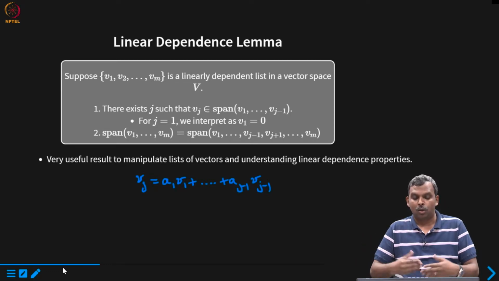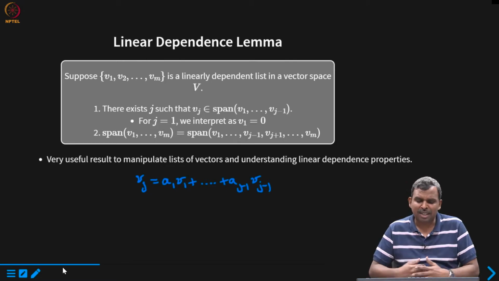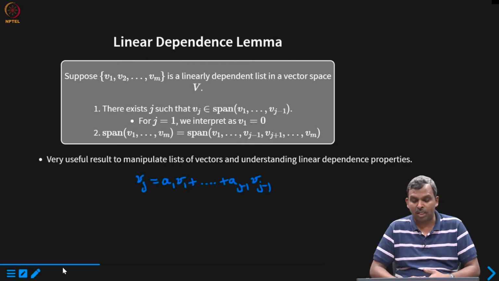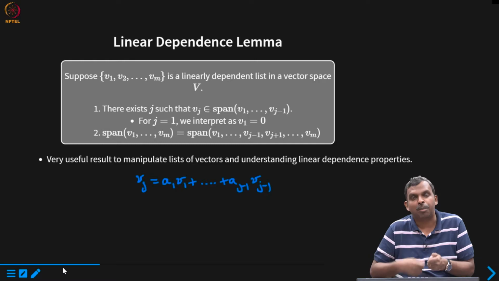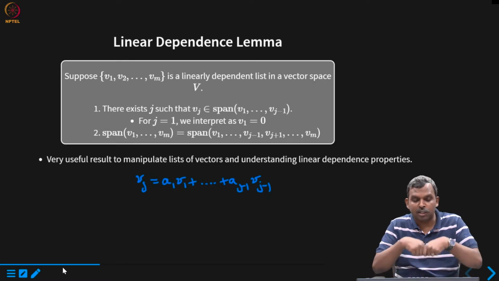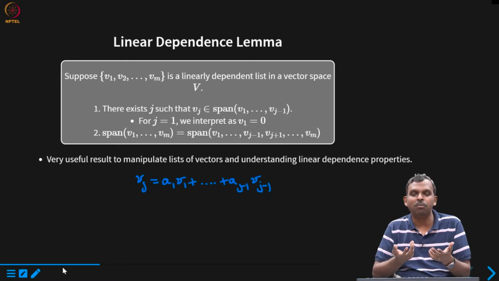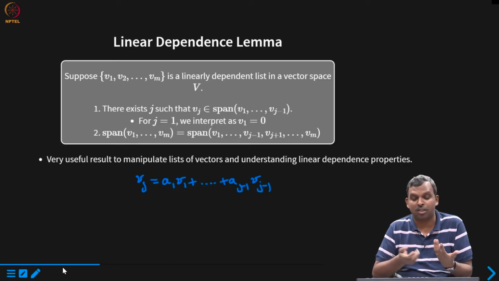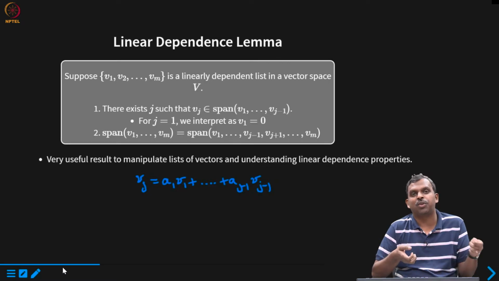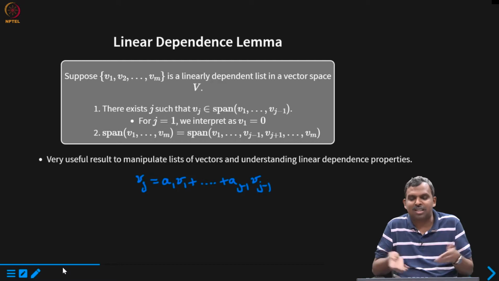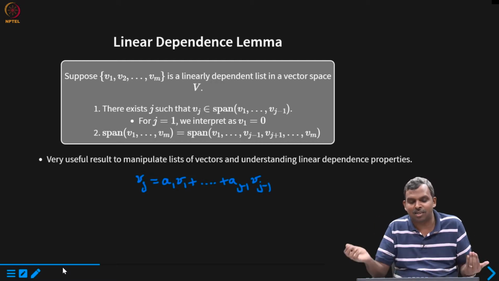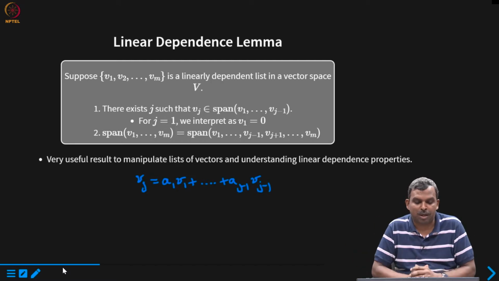Now look at the next part. The next part is actually quite easy to visualize. Once you have Vj being a linear combination of V1 to Vj minus 1, if you drop Vj from your list of vectors, the overall span remains the same. That's not very difficult to imagine, right? Span is all possible linear combinations. If you already know Vj is a linear combination of V1 through Vj minus 1, you might as well drop it from the list. You know that you can generate Vj if you want and everything else is okay. So that's the second part of the result.